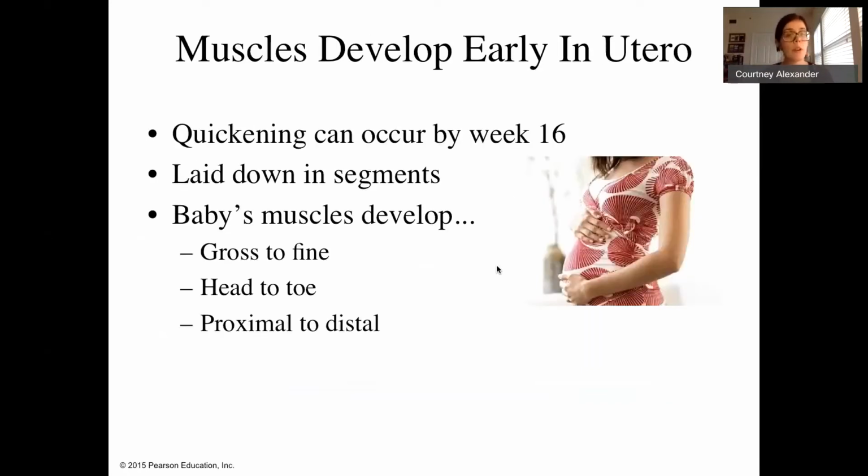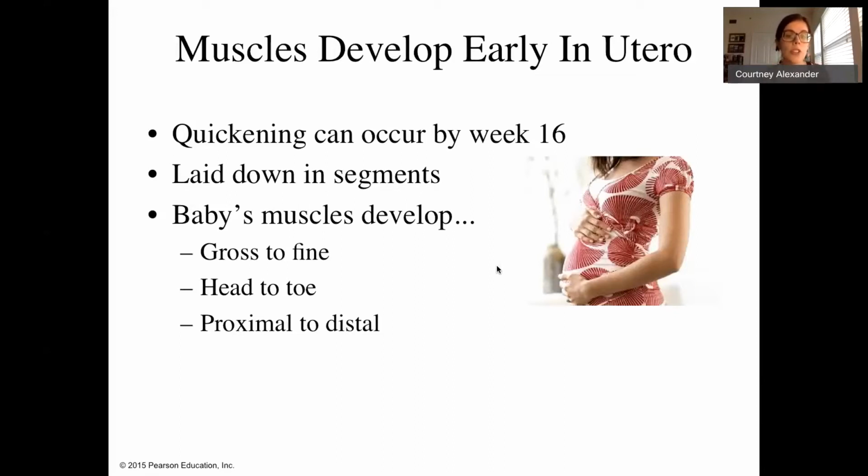So in utero, your muscles develop pretty early. You're going to get about week 16, they call it quickening. It's when you can feel the baby start to move. And as the baby grows and develops outside of the uterus, from newborn to infant to toddler, the muscles are going to grow and develop in segments.